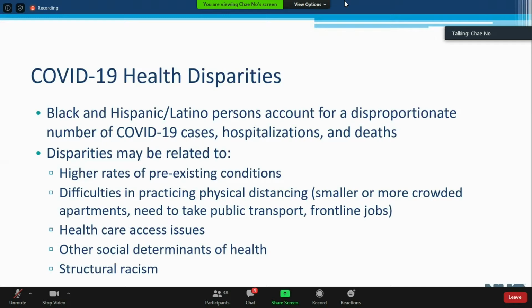And this is probably the final topic I'm going to cover. We saw some health disparities with this outbreak. We saw that Black and Hispanic Latino persons account for a disproportionate amount of COVID-19 cases, hospitalizations, and deaths. And disparities may be related to higher rates of pre-existing conditions, difficulties in practicing physical distancing, healthcare access issues, other social determinants of health, and structural racism.